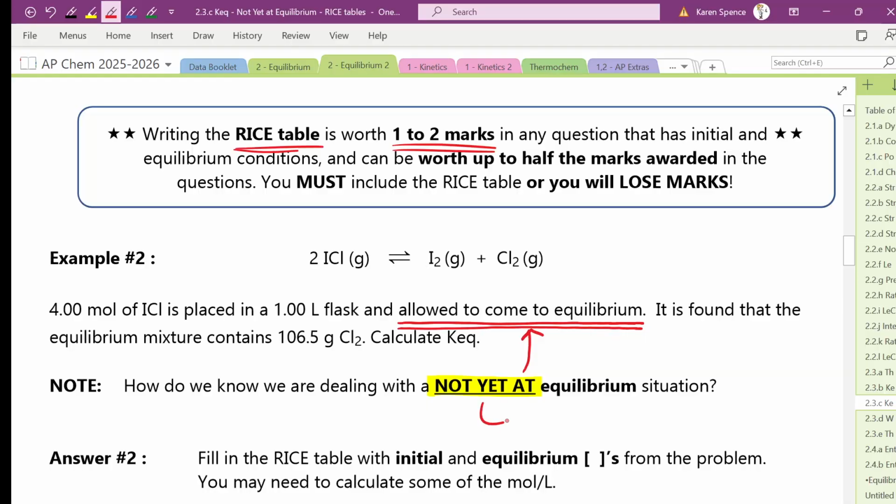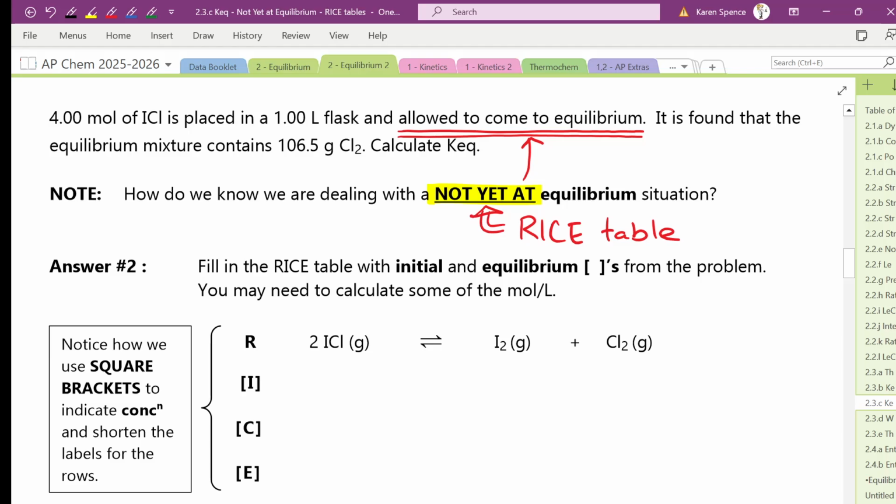And if we are not at equilibrium, what tool do we need to use? A rice table. You can also tell you're not at equilibrium because how many things were placed in the flask? 1 thing. And if there's only 1 thing in the flask, is there any possible way you could be at equilibrium? No. Okay. There's no guarantee if I gave you some of each that you would be at equilibrium, but certainly if you've only got 1 thing, you're not.